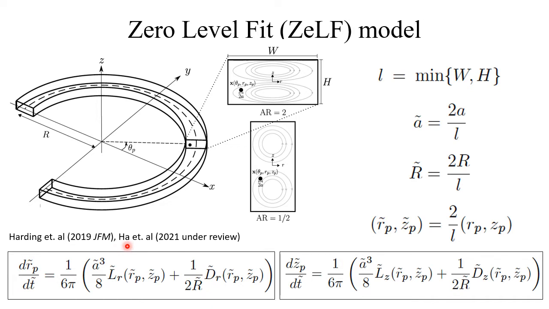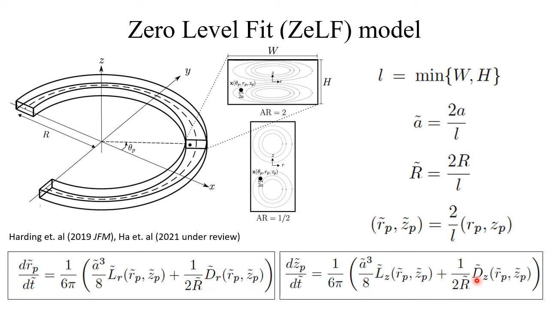But at the end, we get two nonlinear coupled ordinary differential equations that govern the cross-sectional dynamics of a particle under the influence of two force fields. The first is the inertial lift force arising from small inertia of the fluid, represented by the L term. So you have an R component, LR, and a Z component, LZ. And then the second force is the secondary drag force arising from the secondary vortices induced by the curvature of the duct, which is represented by the D term.